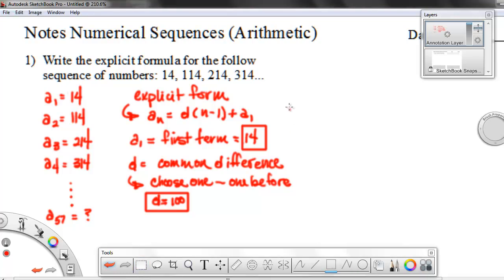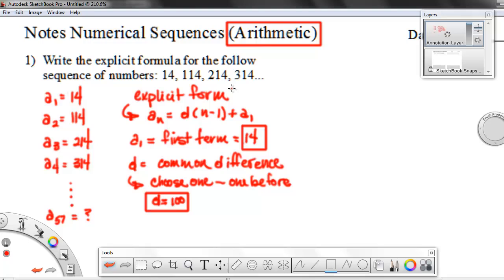In this video, we're also doing numerical sequences, but this sequence is arithmetic instead of geometric, so it's a little bit different. And again, we're asked to write the explicit formula for the following numbers. We have 14, 114, 214, and 314.